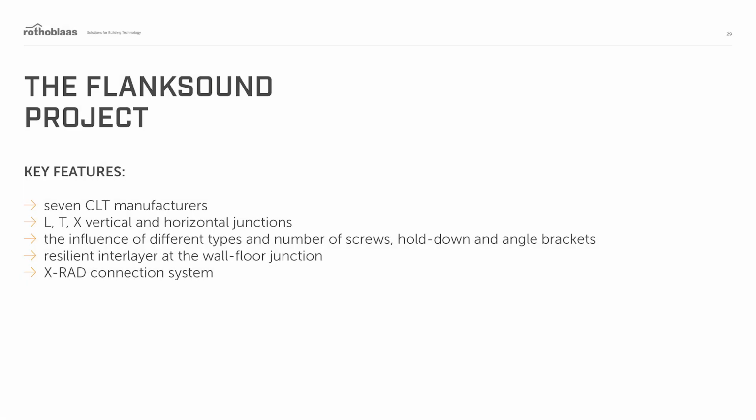7 CLT manufacturers were involved, using a wide variety of L, T and X configurations, imitating a large number of junctions and realistic details. The aim was to test the influence of the different fastening systems on the flanking transmission and also the benefits of the soundproofing profiles. This was the first project in the world of its kind, focusing on the connections from timber to timber.